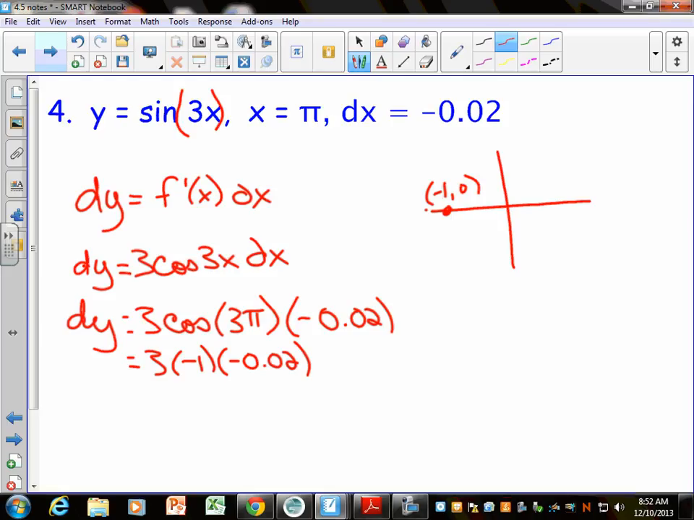So 3 times 2 is just 6, but it's 0.06. And the negatives make a positive. Yes? That's not bad, right?